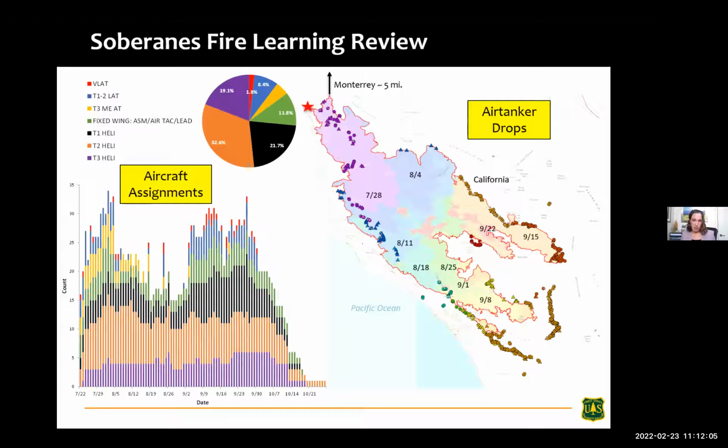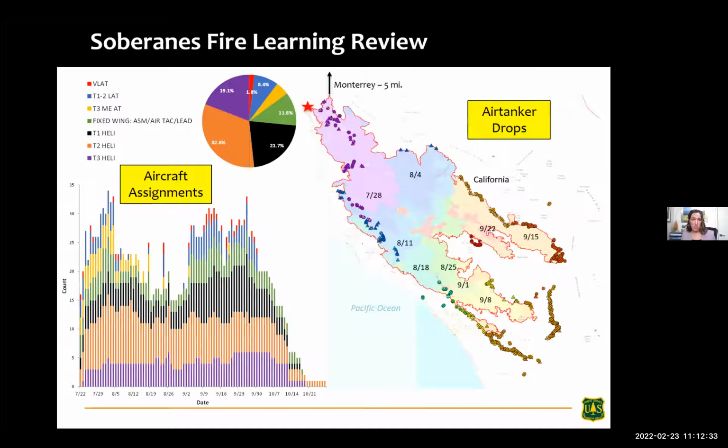This learning review happened after the Soberanes Fire, which was from 2016. It burned for 2 months, largely on the Los Padres National Forest, extensively in the Ventana Wilderness. It started in mid-July, and at the time was the most expensive fire to date in terms of suppression expenditures. It was a $260 million fire.